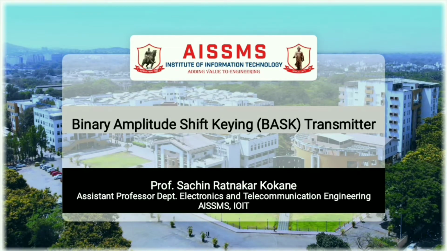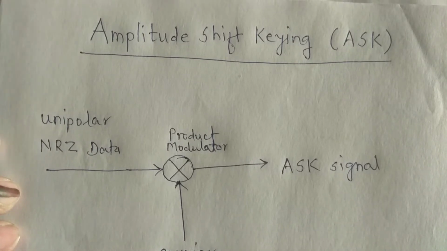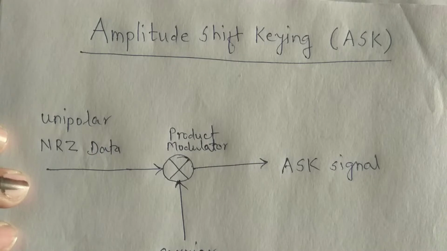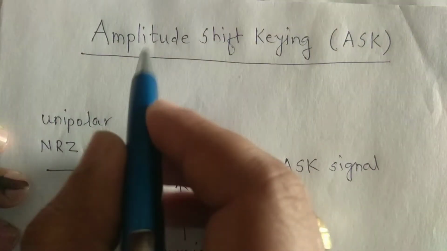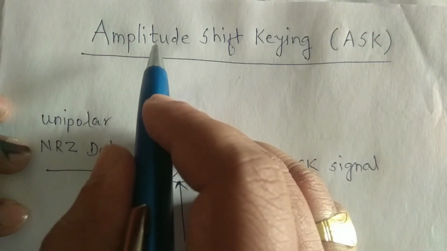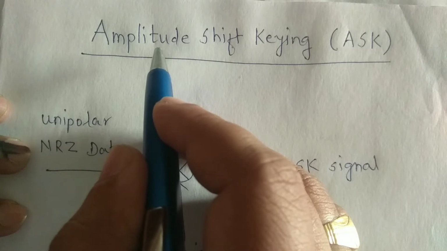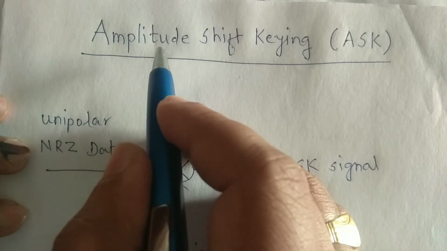Today we will be seeing binary amplitude shift keying, that is BASK transmitter. So let us start with amplitude shift keying, that is ASK. As the name itself says, amplitude shift keying means the amplitude of the carrier is going to change according to the instantaneous amplitude of the message signal. So this is a digital modulation technique.